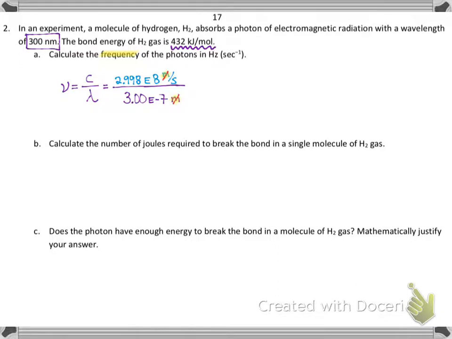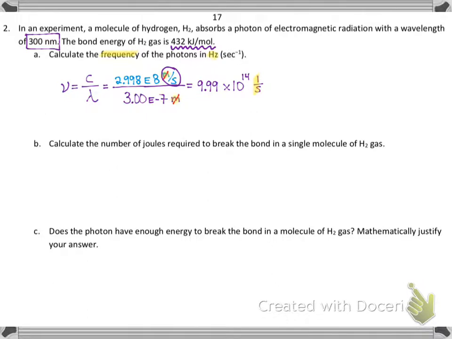But now that we've converted to meters, hey, look at that. We get 9.99 times 10 to the 14th, and our unit, all that's left, is 1/seconds. But wait a second. They told us we had to answer in hertz. Well, it hurts me if you forgot that 1/second is a hertz.